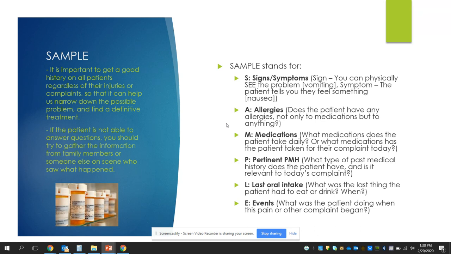Medications, so what medications do you take daily? And then what medications are you supposed to take daily? So not only what do you take, but are you supposed to take something that you don't for whatever reason? Can't afford it, just general non-compliance, don't feel like you need it, forget to take it, whatever it is. And then have you taken any medications for what's going on today related to this specific complaint? All very important.